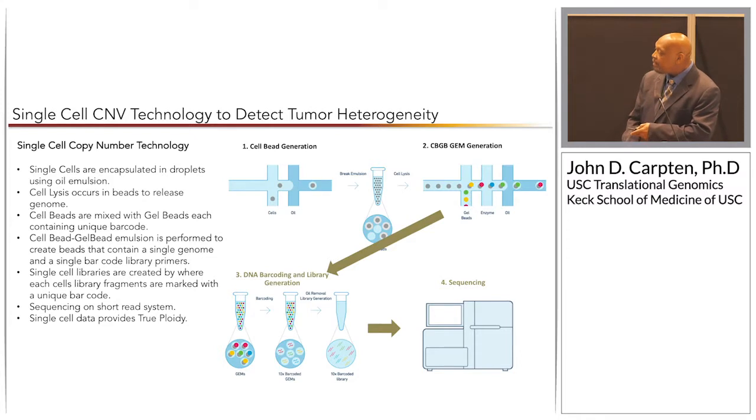Then the sequencing reads are generated on short read sequencing. The beauty of this also is that we generate true ploidy. So it's not looking at normal versus tumor and generating log fold changes like CGH. We get actual true ploidy information, as was described by Anushka in her presentation.